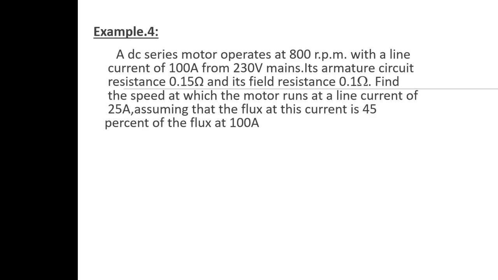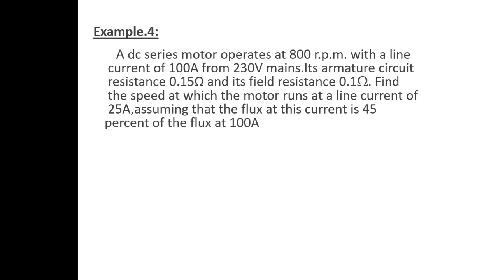So it is a DC series motor operating at 800 rpm with a line current of 100 amps from 230 volts mains. Its armature circuit resistance is 0.15 ohms and its field resistance is 0.1 ohm. Find the speed at which the motor runs at a line current of 25 amps, assuming that the flux at this current is 45% of the flux at 100 amps.